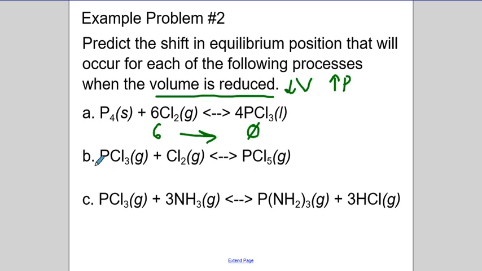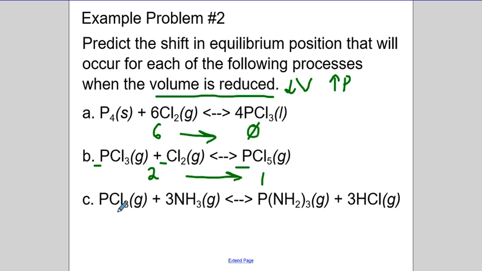Here we have 1 mole of gas and 1 mole of gas. So we have 2 total moles of gas for this one and only 1 mole of gas here. So again, it wants to shift to the side with the least number of moles of gas. So it's going to go that way. And then last but not least, we have this reaction down here.